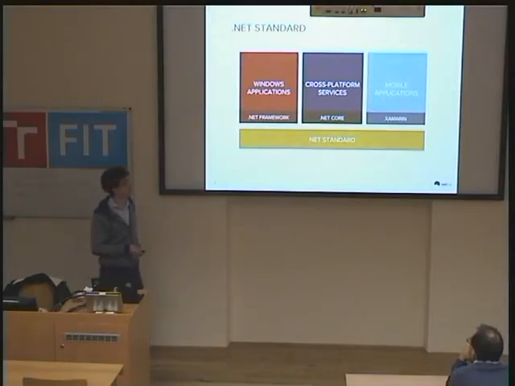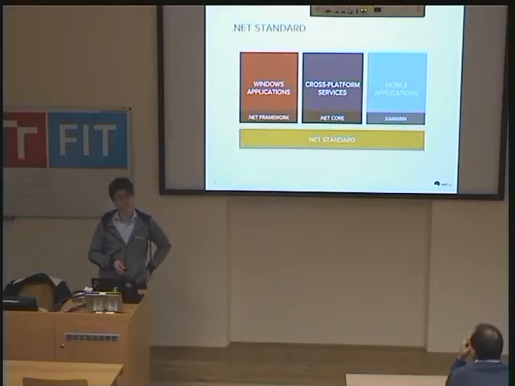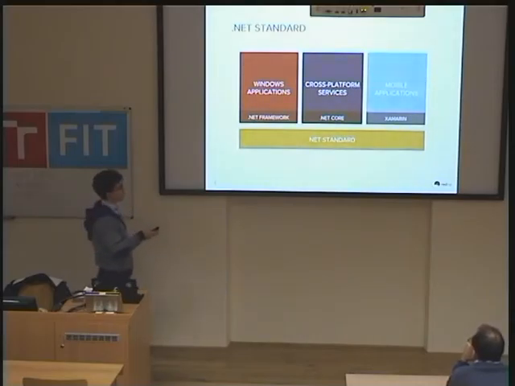Because we have multiple platforms, we need a way of writing code and target all of them. This is where .NET Standard comes in. .NET Standard is an API definition, and libraries will target that API. And then the platforms implement the API, which makes the library run on the different platforms.